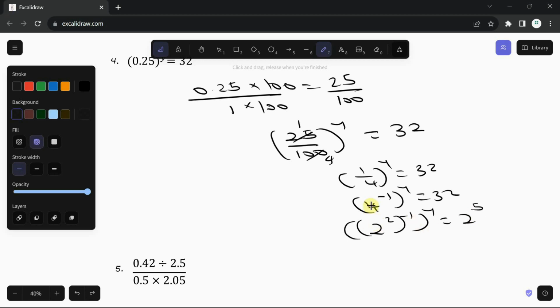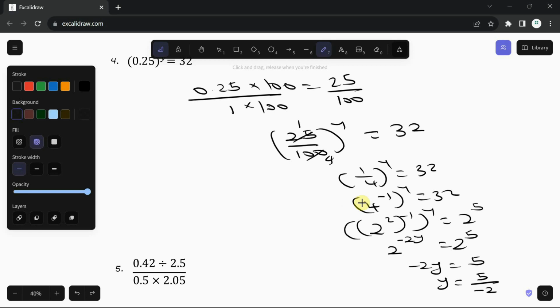If you look at 32, 2 times, that's 2 raised to the power of 5. So what I did, I said let this 4 be 2 squared, minus 1, then our y. So I could expand the bracket and say 2 times minus 1 is minus 2, times y is minus 2y, is equal to 2 raised to the power of 5. Then by comparison, I could say minus 2y is equal to 5. Therefore our y will be equal to what? 5 divided by minus 2, or minus 5 over 2.